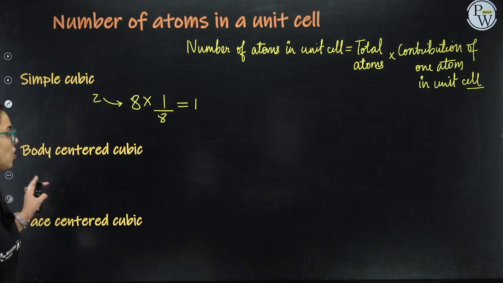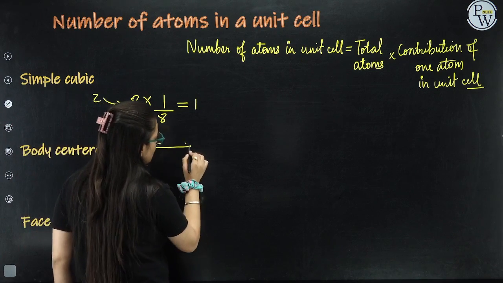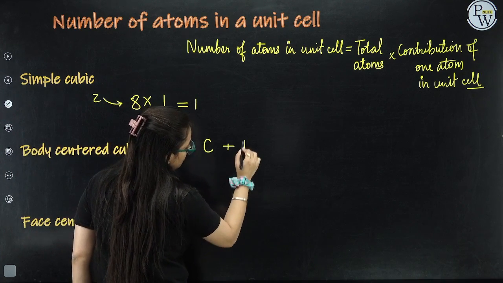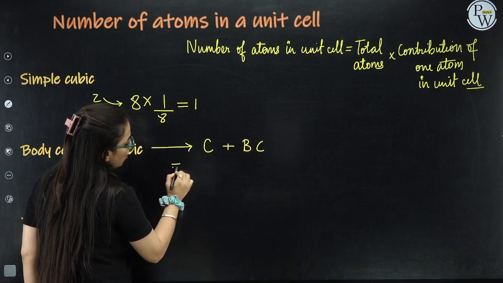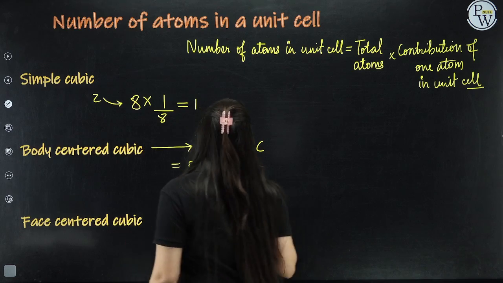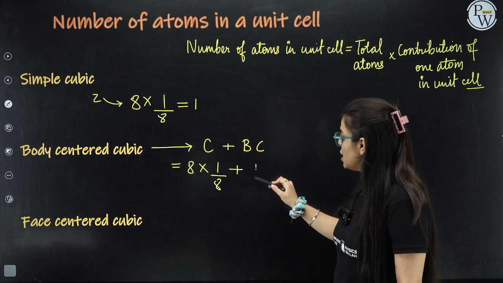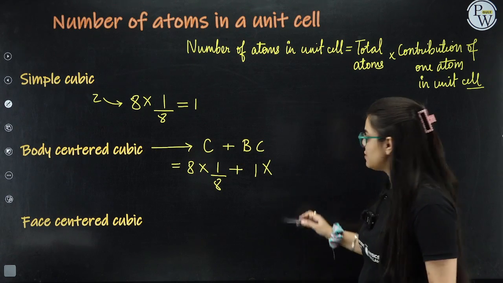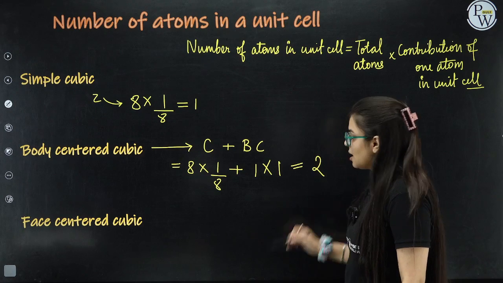Let us talk about the body-centered cubic unit cell. In the case of body-centered cubic unit cell, atoms are present at the corners as well as at the body center. So for the corners, how many corners? 8. What is the contribution? 1 by 8. Plus, how many body center atoms? 1. What is the contribution in body center? Now only we have seen, 1. So this comes out to be total 2.